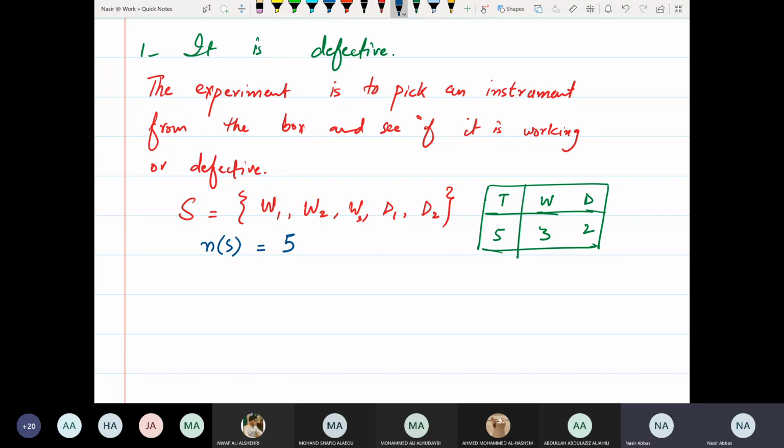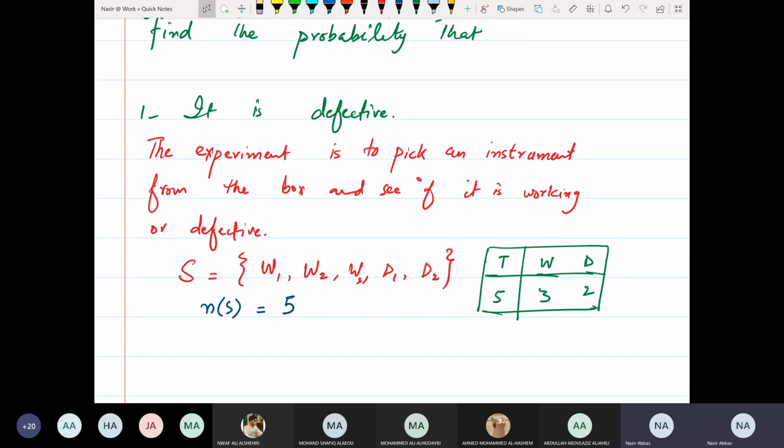So we defined the experiment, although in the question we don't need to, but we know what the background experiment is. The experiment is to pick an instrument from the box and see if it is working or not. We don't need to define n of S, but it will help you find the probability. The number of elements in your sample space is 5. That is your n of S.